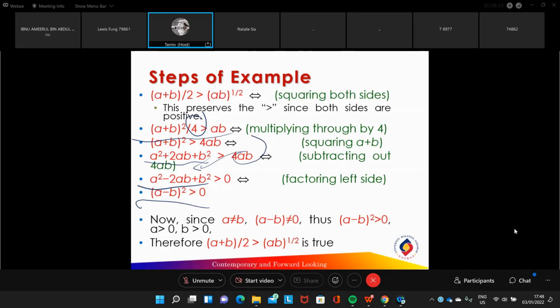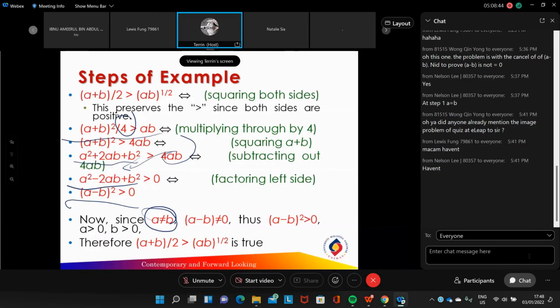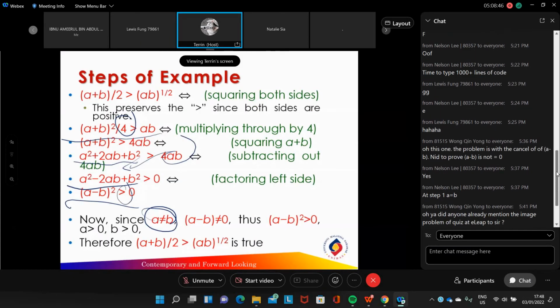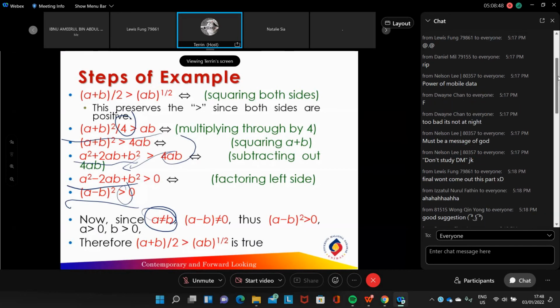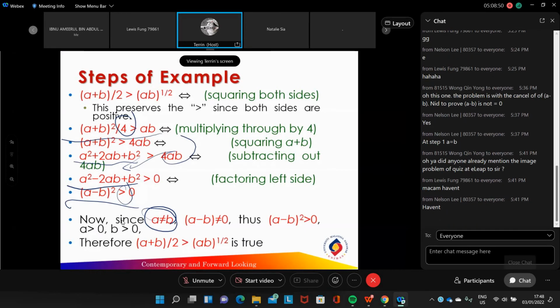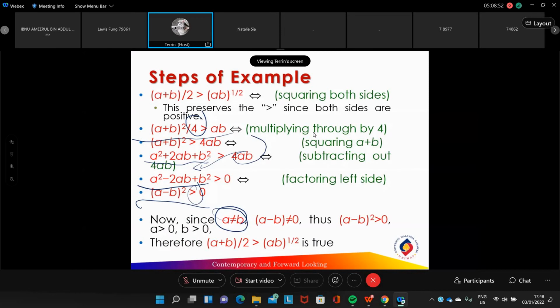That's why I said earlier, as long as a is not equal to b. Because if a equals b, this cannot happen. It's not equal to 0 or more. It's greater than 0, right? So we know at the same time this is not equal to 0, hence we get the case of a is greater than 0 and b is greater than 0. So therefore, we have come to the conclusion that the statement is true.